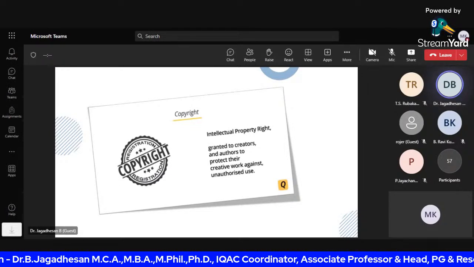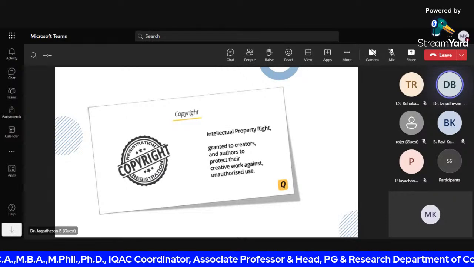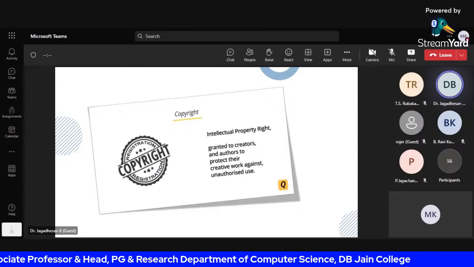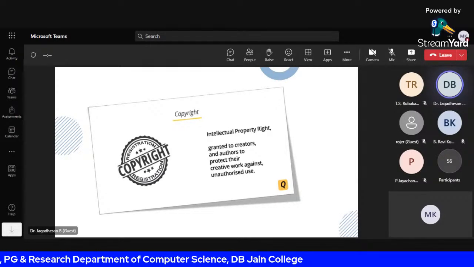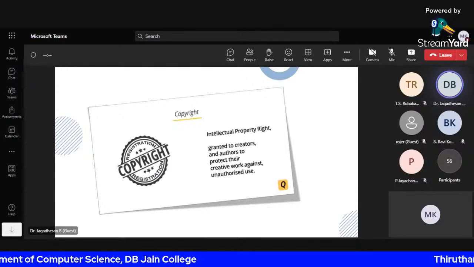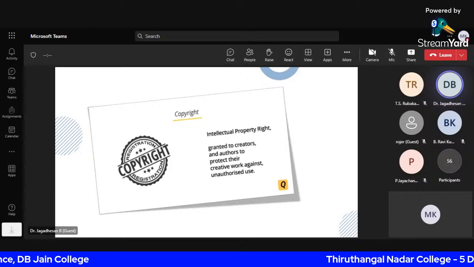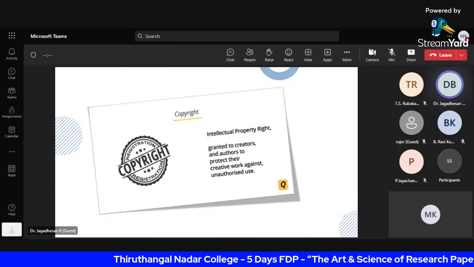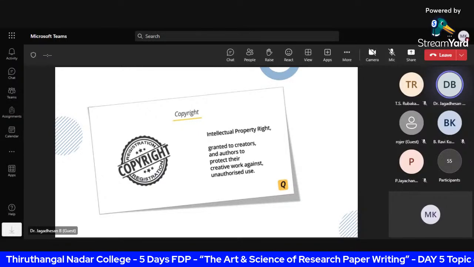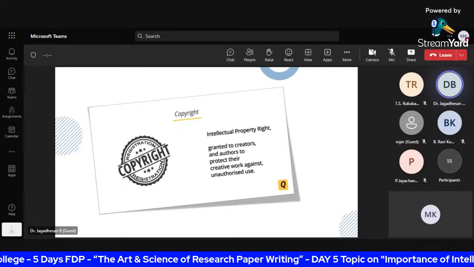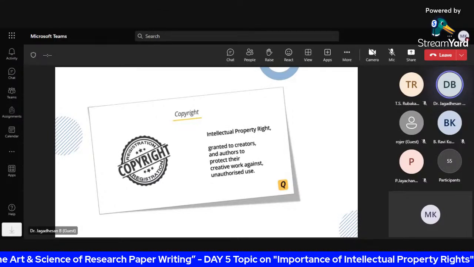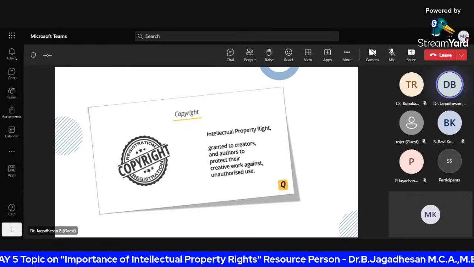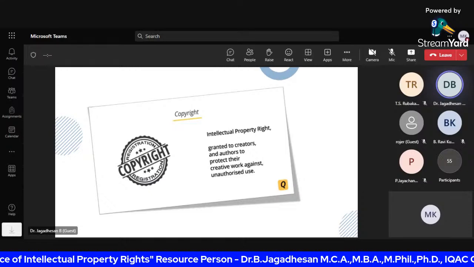Copyright. During the session, we will discuss in depth about copyright one day, because we are academicians, educationalists. Copyright is essential to publish a paper in a journal or a conference or a seminar or any kind of workshop. It is the intellectual property right granted to creators and authors to protect their creative work against unauthorized use. The copyright's essential aim is to protect against unauthorized use. Suppose you get permission from the source person or owner, then that is not an issue.